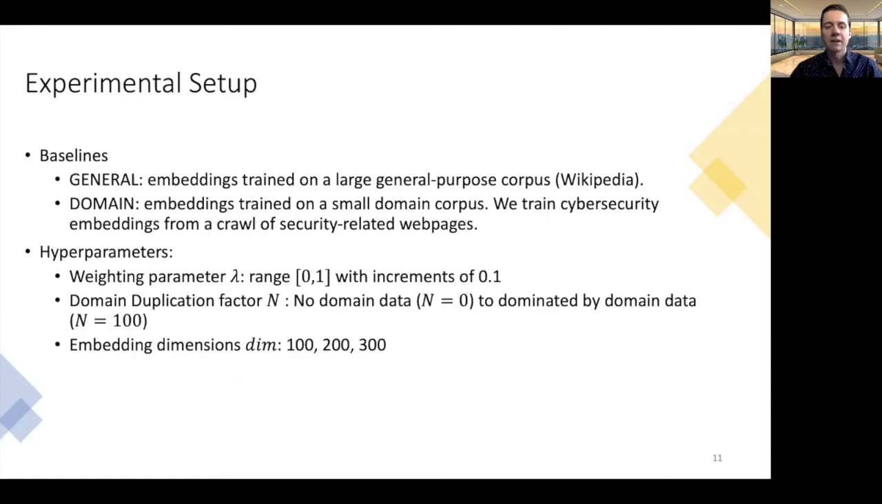Hyperparameters that we investigate are the weighting parameter lambda in a range from 0 to 1 with increments of 0.1, and the domain duplication factor n, with no domain data or n equals 0, or dominated by domain data, n equals 100. The embedding dimensions we test are 100, 200, and 300.